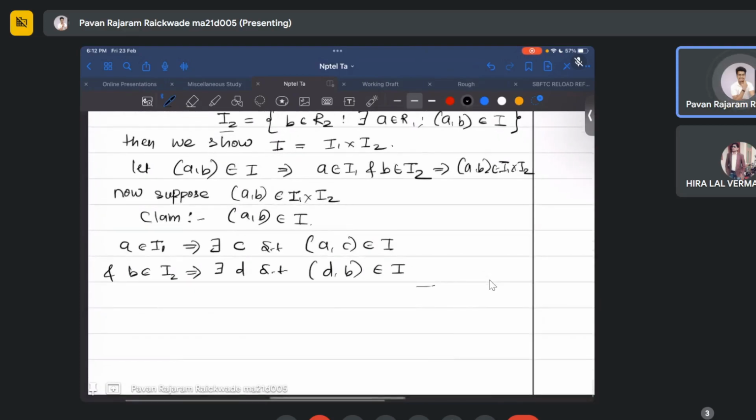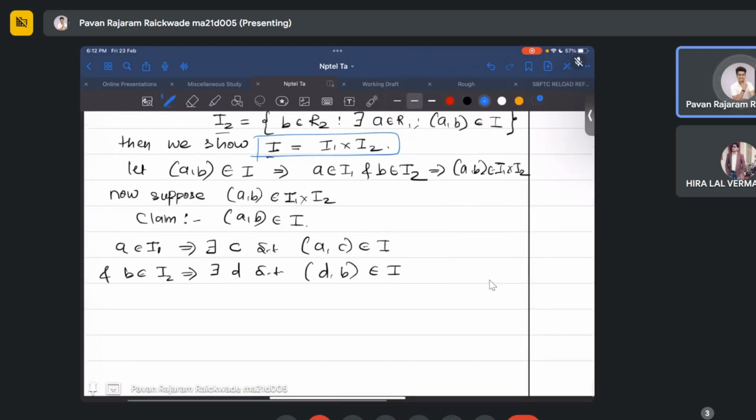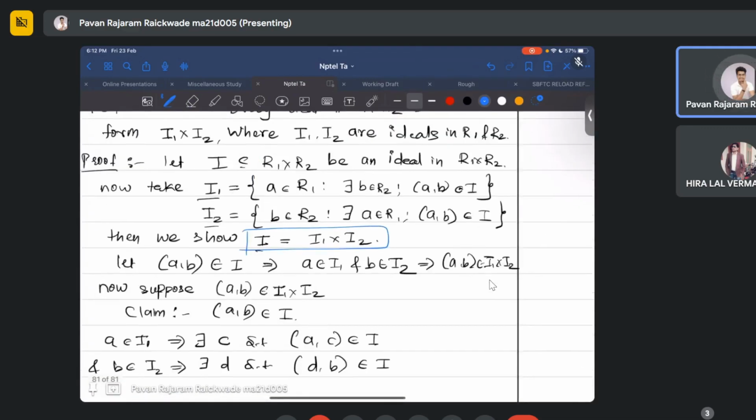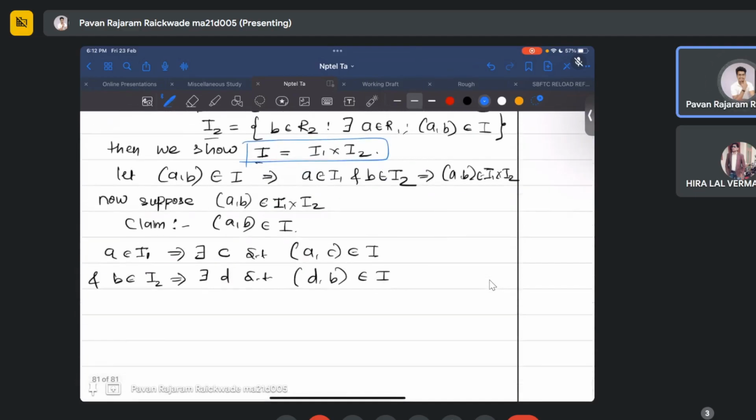This is the remaining part that I want to show, that I equals I1 cross I2. But before that, I'll show that I1 and I2 are ideals. First of all, let's prove that the sets I have formed are ideals. The claim is that I1 and I2 are ideals in R1 and R2.